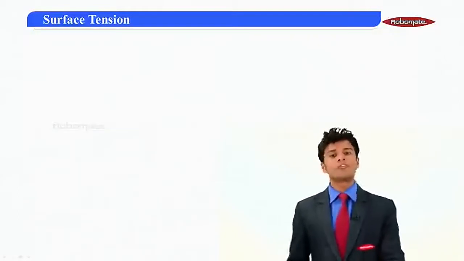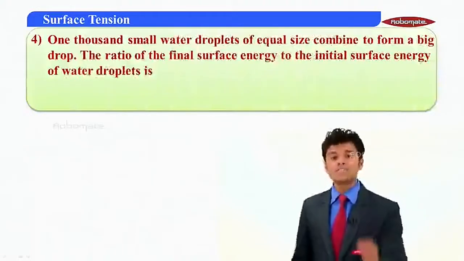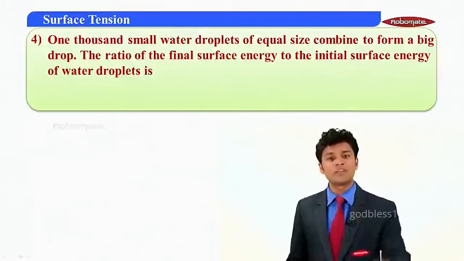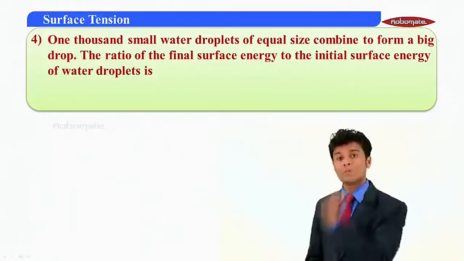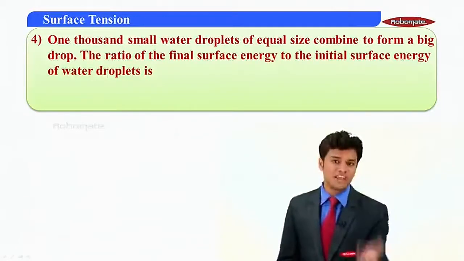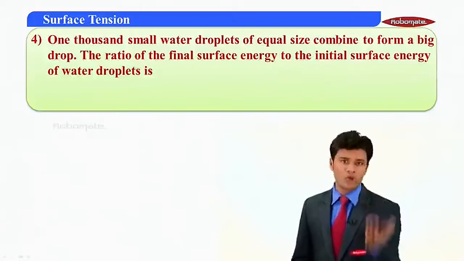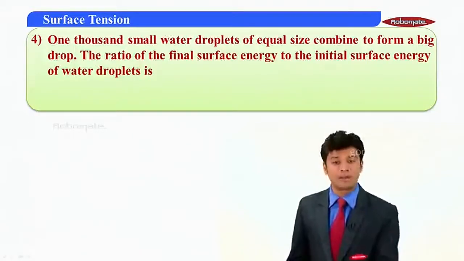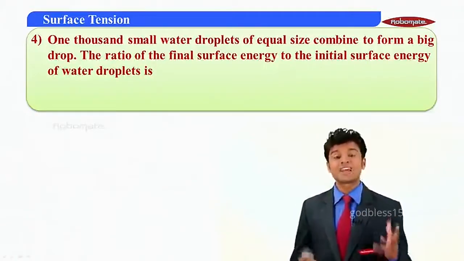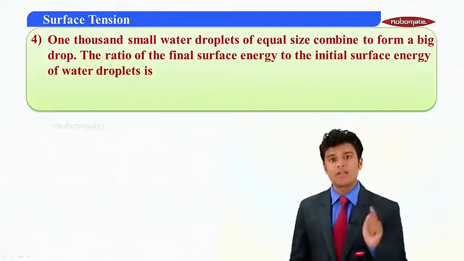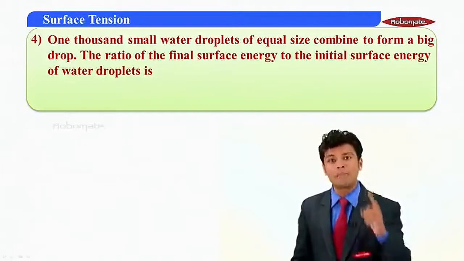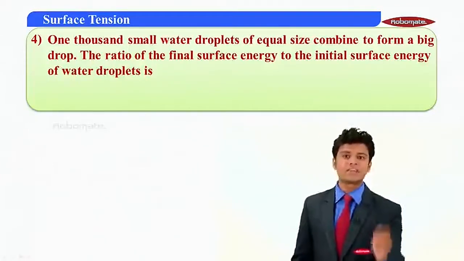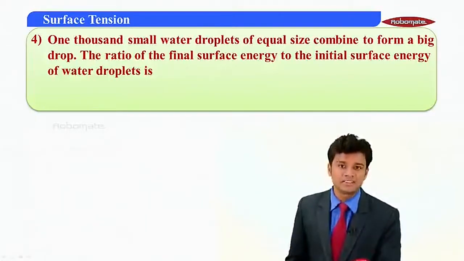Now, moving to the final question, it says that 1000 small water droplets of equal size combine to form a big drop. Now class, in the previous question, one drop was falling down and getting converted into many droplets, so I said that its surface area increases. This time many droplets are combining to form one big drop.